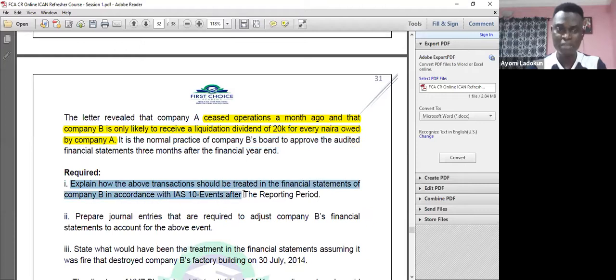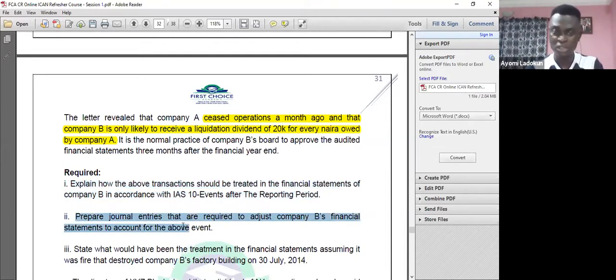Then required: explain how the above transaction should be treated. It's very straightforward. It's an adjusting event. So that money, that 40 million, is required to be written off in the financial statement. So that's what you're telling the examiner.